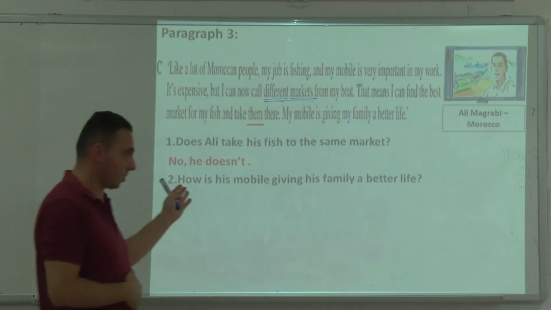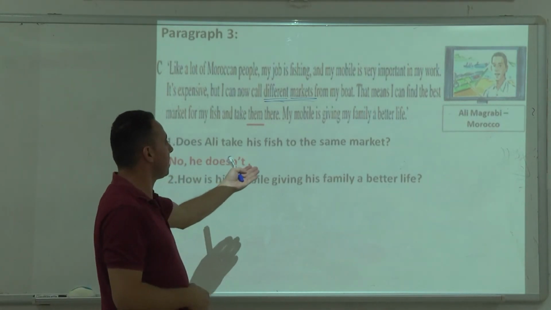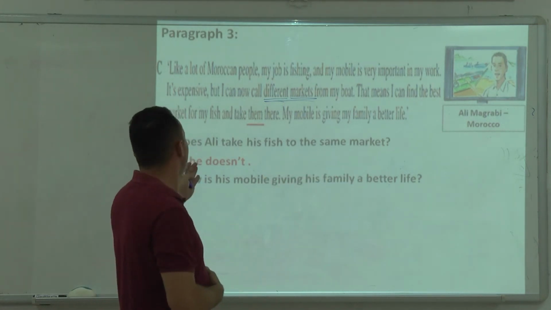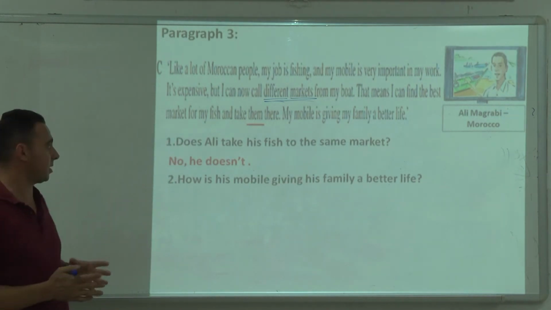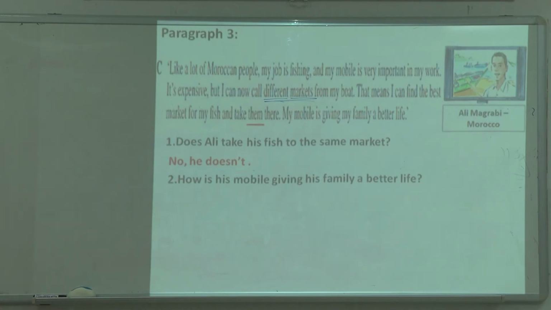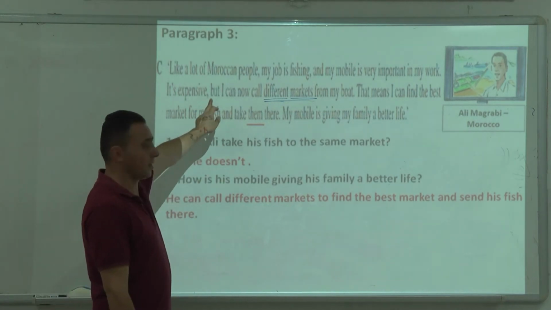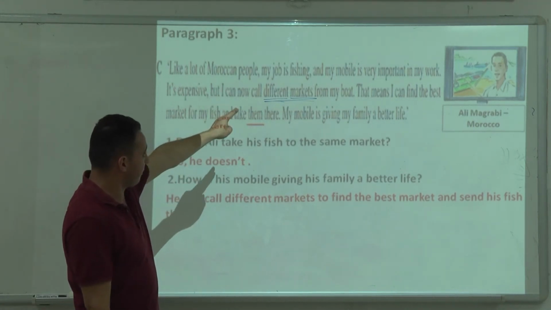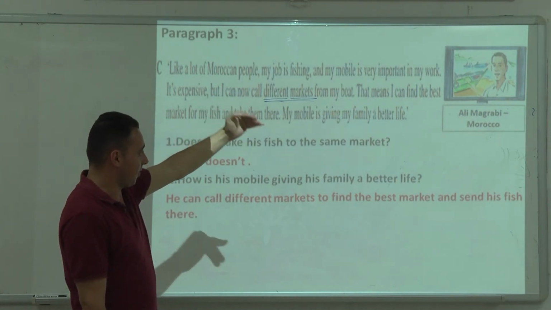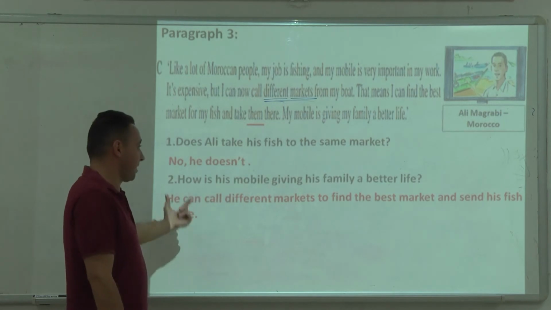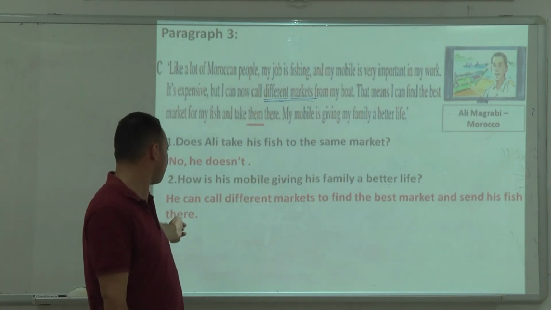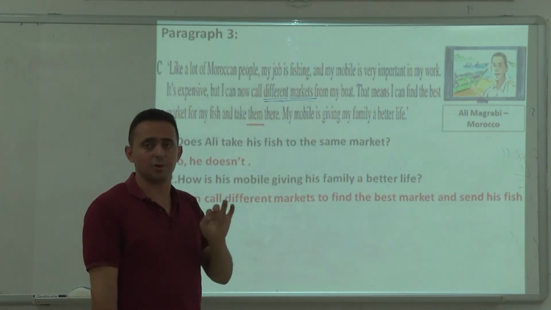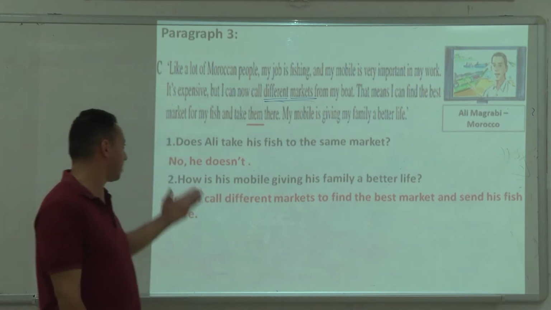Question number 2. How is his mobile giving his family a better life? Who can answer the question? Yes? Very good. He can call different markets. The answer is line 2. He can now call different markets from his boat to find the best market and send his fish there. إذا هو بتواصل مع السوق ويسوق الأسماك اللي بيصطادها من أثناء وجوده في رحلة الصيد from his boat. So this is the correct answer.